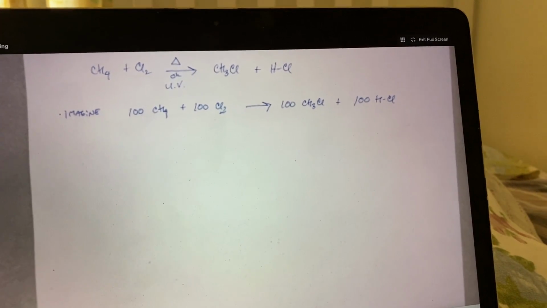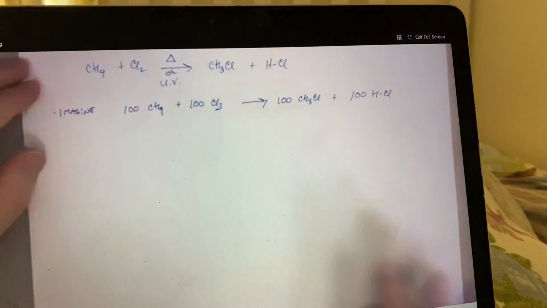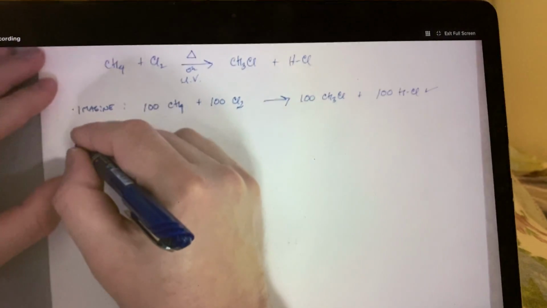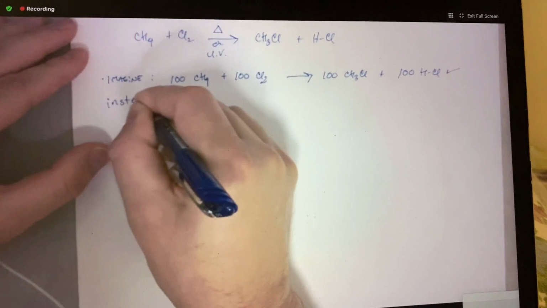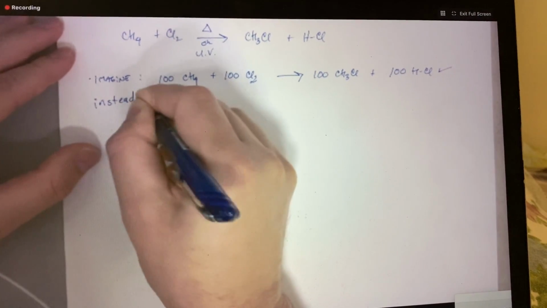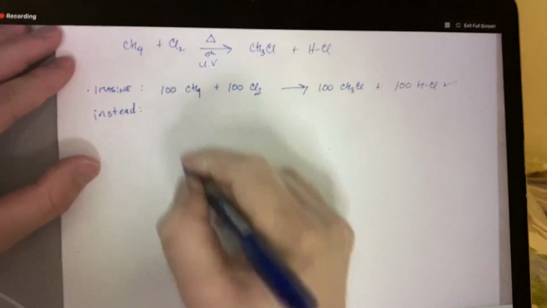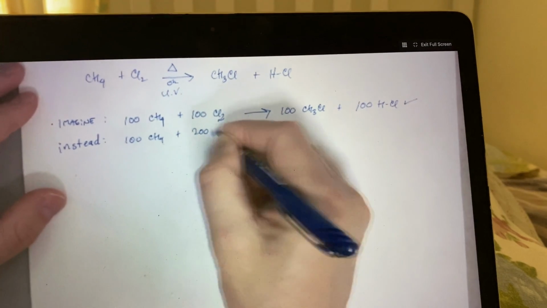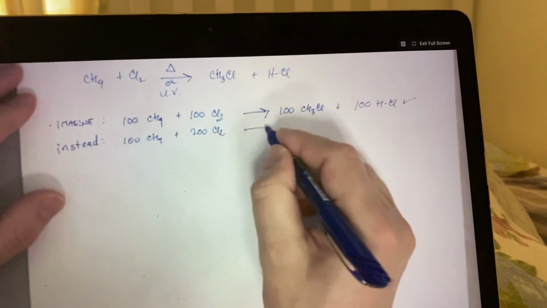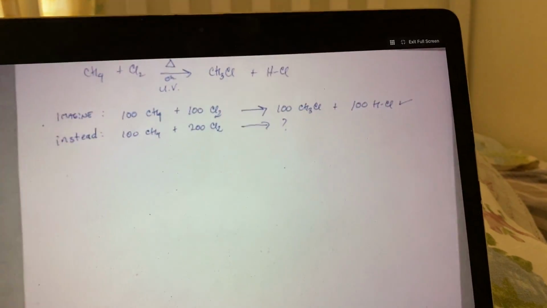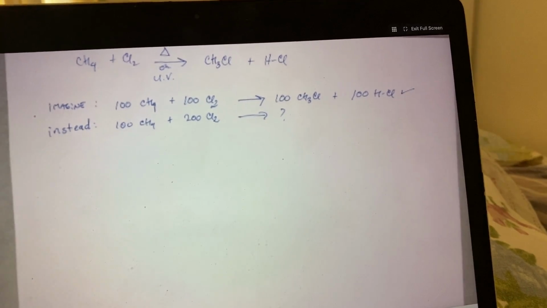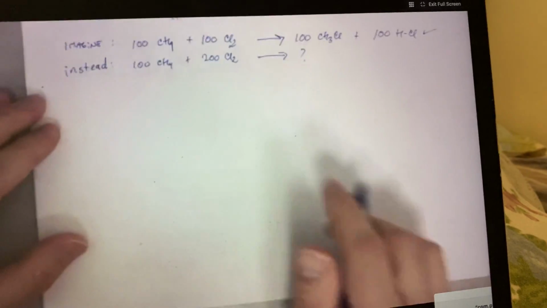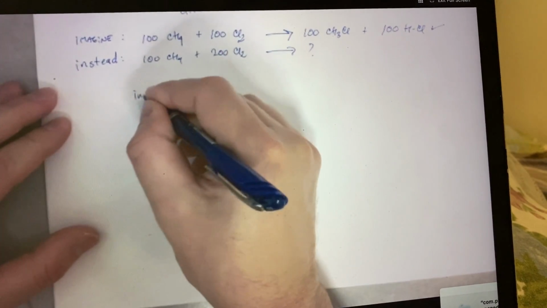What I want us to do now is imagine a different case. This is the one we did. Instead, let's imagine what happens if we have 100 molecules of methane and 200 molecules of Cl2. This is the case we're going to imagine now. We have a lot more chlorine floating around. Okay? We start off the reaction with an initiation step.